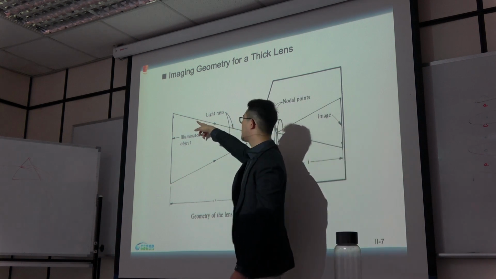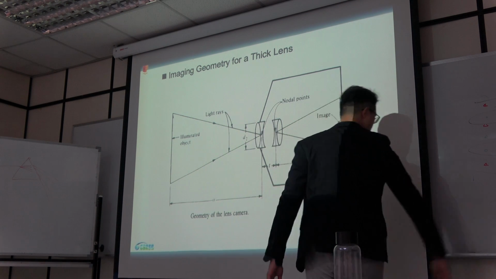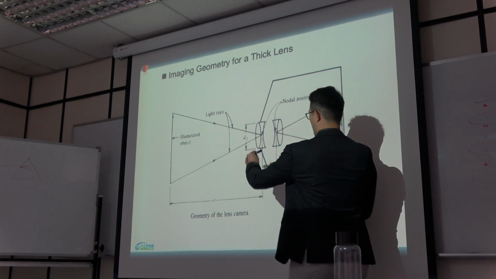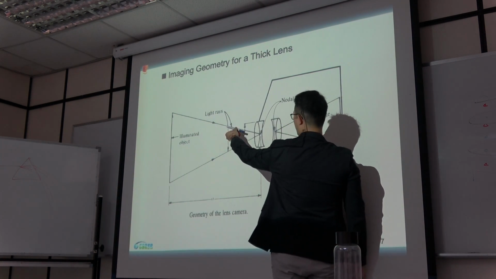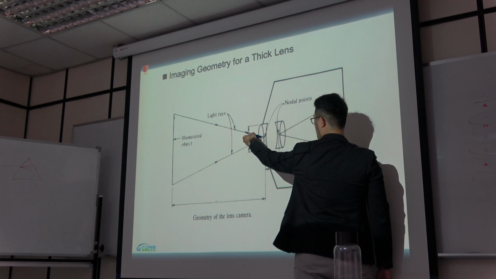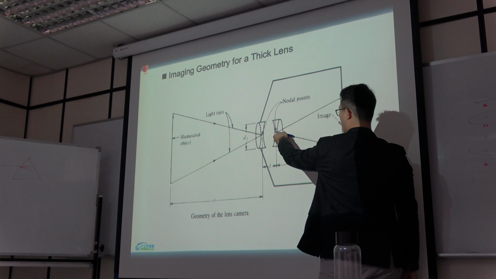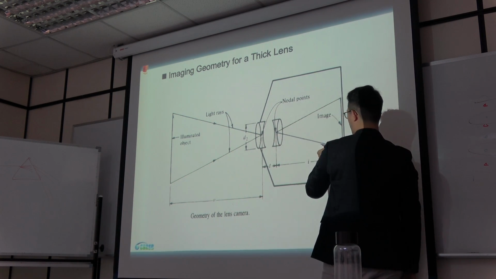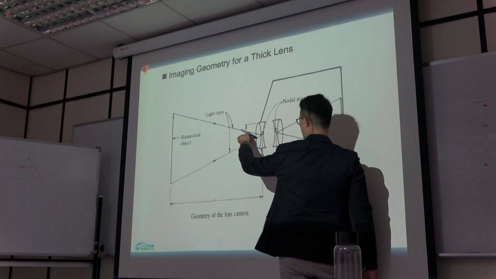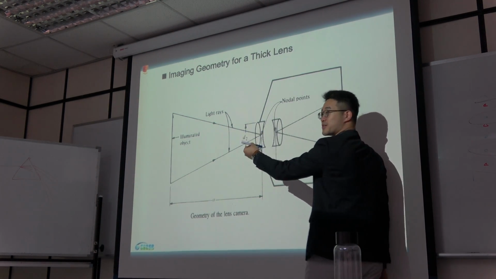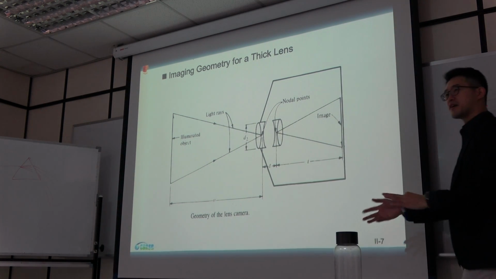Alright, so their behavior is like this. If you have a light ray pointing at the front nodal point, then this whole light ray will be directly shifted to the rear nodal point, and then using the same angle, point at the image plane. So it's like a portal over here. You just go in from here and then shoot out from here. Okay, so that's the behavior between them.